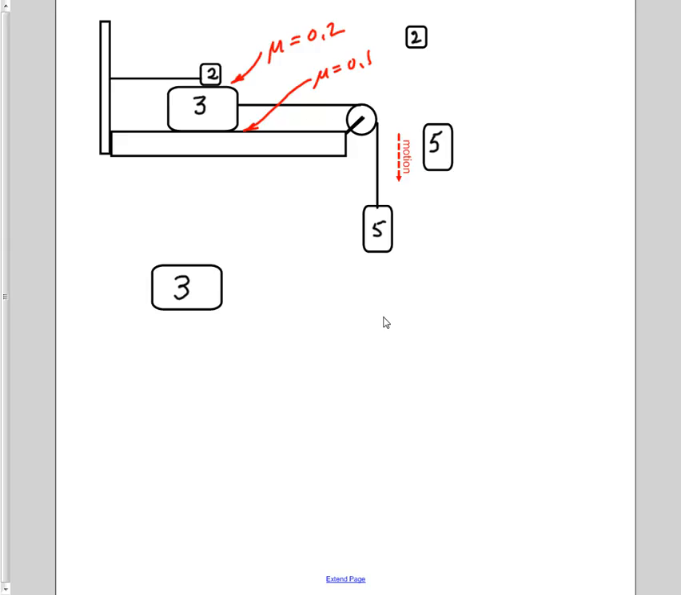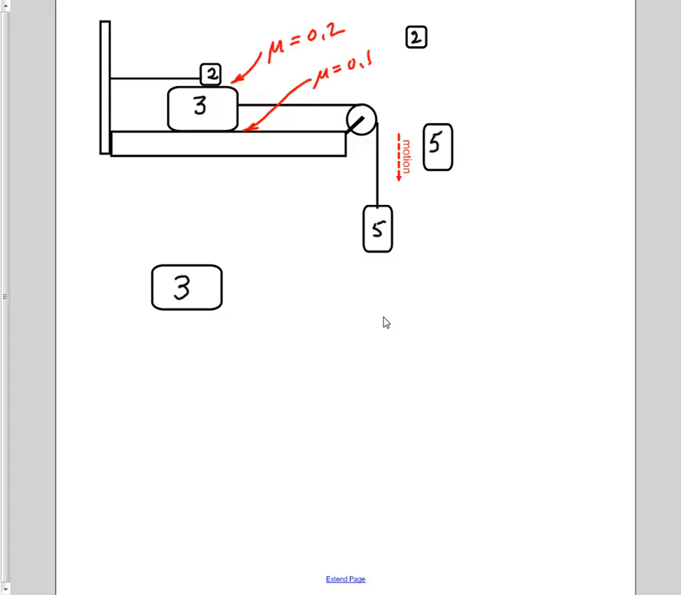Okay, so here's a little bit harder Newton's second law problem. I have here a horizontal table with a 3 kilogram object on it, tied to a string over a weightless pulley, and then attached to a 5 kilogram object. Sitting on top of the 3 kilogram object, there is a 2 kilogram object which is tied to the wall with a string.